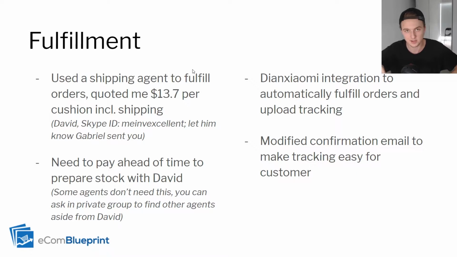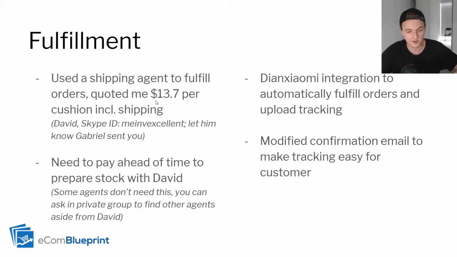But as soon as I started getting orders for this product and I knew that I would keep selling it for a little bit, at least to give it a proper test, I contacted my agent. So my agent is David, and you can find him on Skype, me in Vexcellent. Just let him know that I sent you. And so I contacted David and I told him, I'm starting to sell this product. What price can you give me? And he quoted me 13.7 per cushion, including shipping.